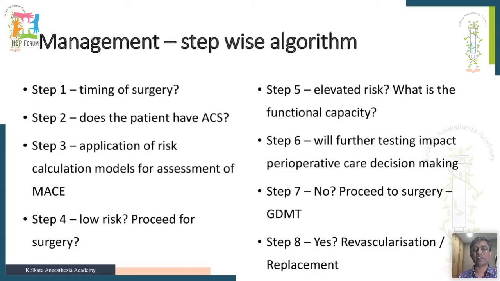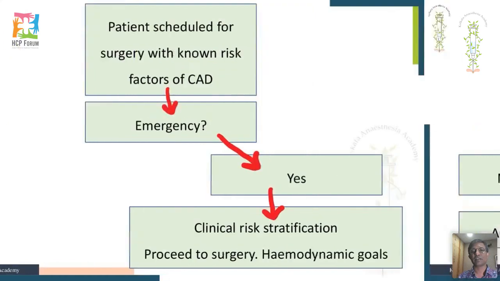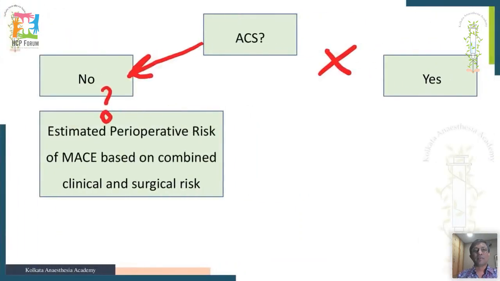See, like the patient is scheduled for a surgery with a known risk factor. If it is an emergency surgery, I think the decision making is clear-cut, that the person goes in with clinical risk stratification, hemodynamic goals, and you proceed for surgery. So the decision making is easier. If it is not an emergency surgery, the next question you ask is, does the patient have acute coronary syndrome or an active cardiac condition? Now, if the person has an active cardiac condition, then obviously it will be different.